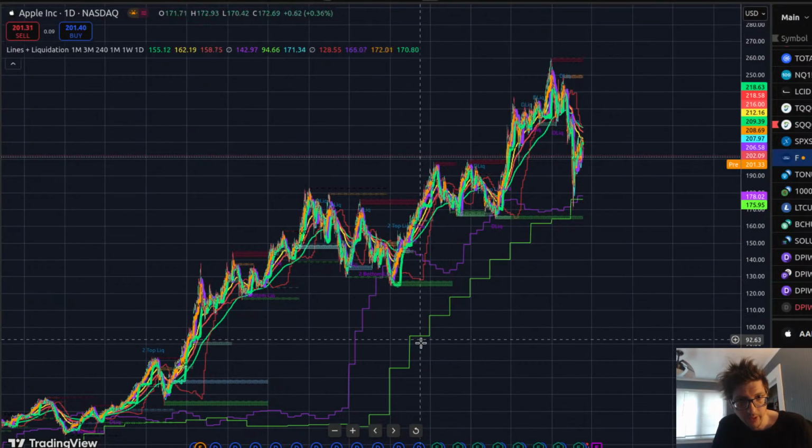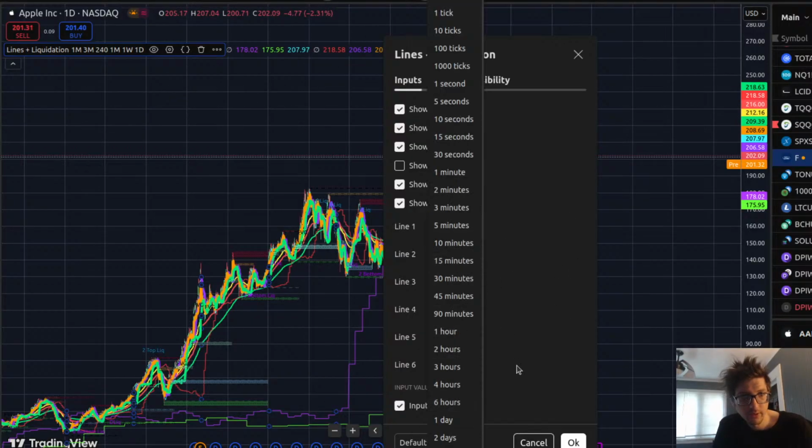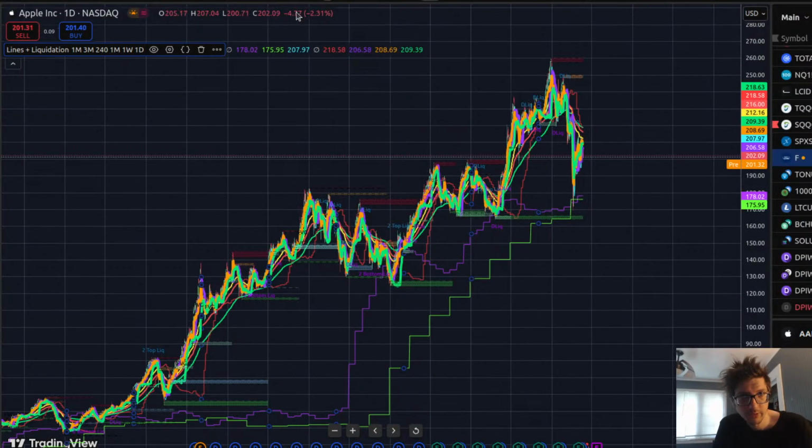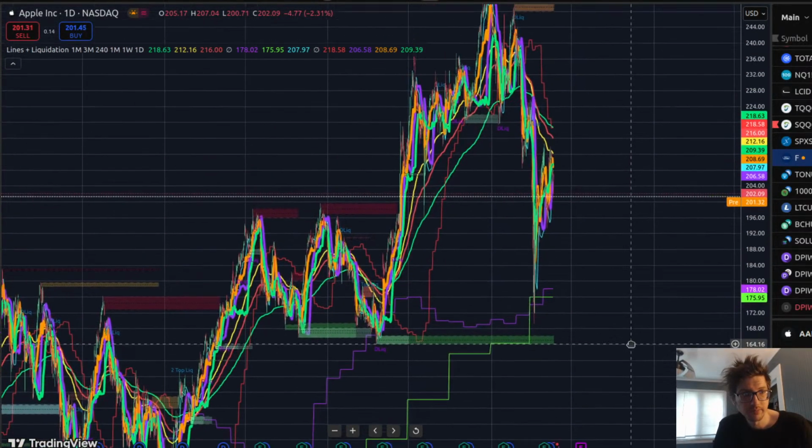so we've got these other lines here that I just turned on, and those lines, you can change the time frame on that. They will stay the same no matter what time frame I'm on.